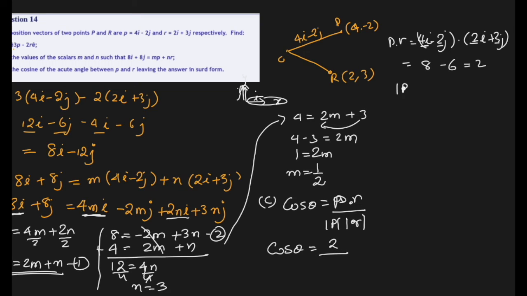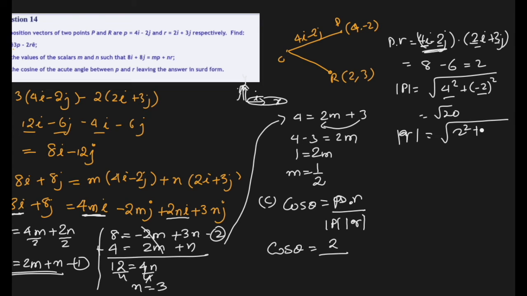Now we want the magnitude of P. This vector will be square root of 4 squared plus minus 2 squared, which is 16 plus 4, 20. Square root 20. Now we need R. The magnitude of R will be 2 squared plus 3 squared, which is 4 plus 9, 13. Square root 13. And now we will substitute: magnitude of P is square root 20 and square root 13, which is 2 divided by square root 260.